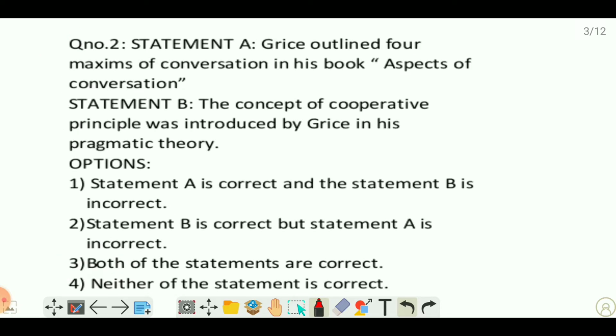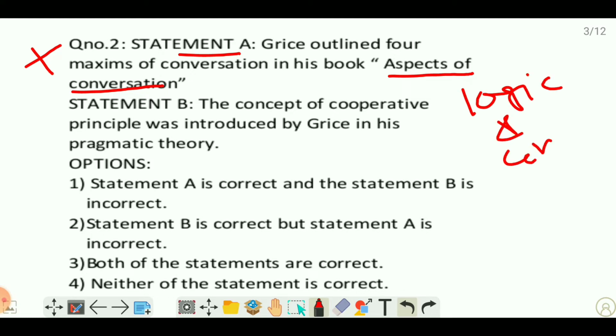Question number 2, statement A. Grice outlined 4 maxims of conversation in his book Aspects of Conversation. Statement number A is wrong because the book in which Grice has mentioned his maxims of conversation is not Aspects of Conversation, but it is Logic and Conversation. So option number first is wrong. So the statement A is wrong.